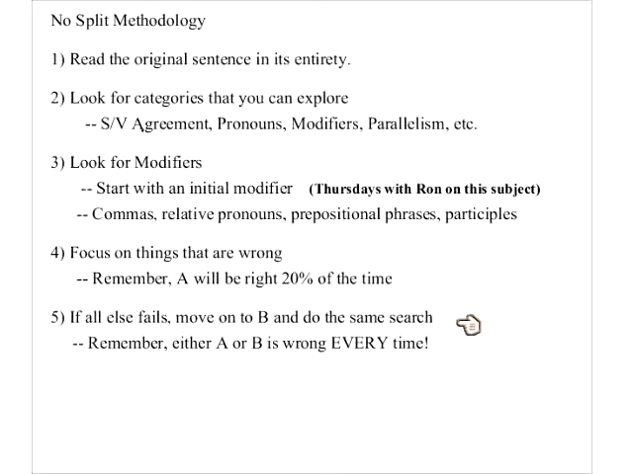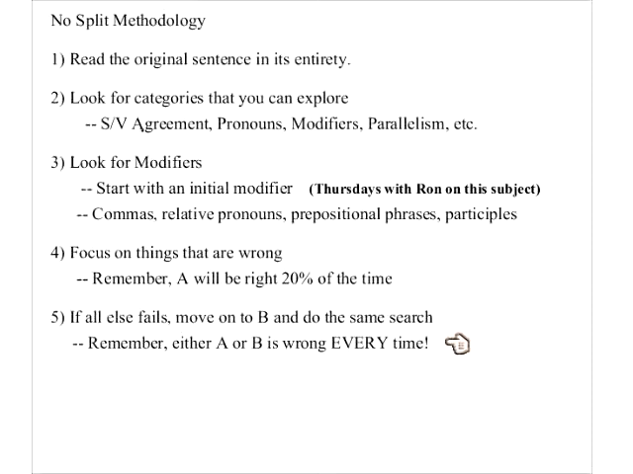Finally, if all else fails, and you've looked at A and you don't see anything wrong, just move on to B and read the whole thing. Now, the overall Manhattan GMAT sentence correction methodology says you don't want to be reading all 5 answer choices horizontally. It's too time consuming, particularly if it's a long, no-split, modifier-based question. That being said, remember that either A or B is wrong every single time. So if you read through A and it just looks perfect and beautiful, nothing jumps out at you, you've got nothing to go on in terms of splits, well, move on to B, because something needs to be wrong in A or B. And hopefully by finding that, you're going to know.